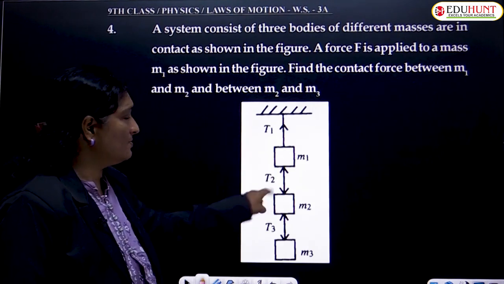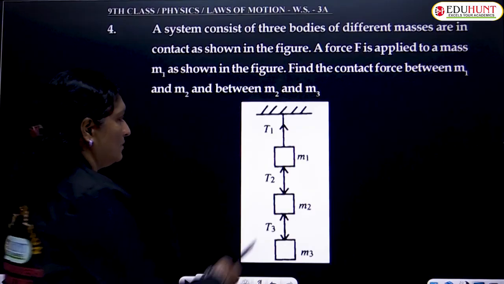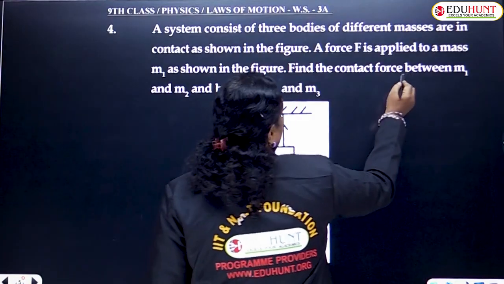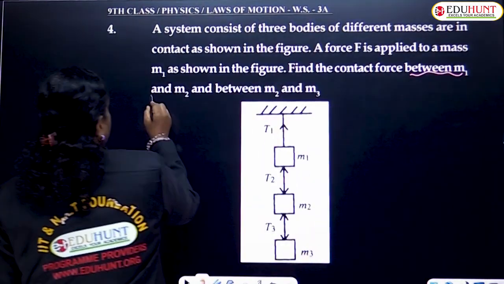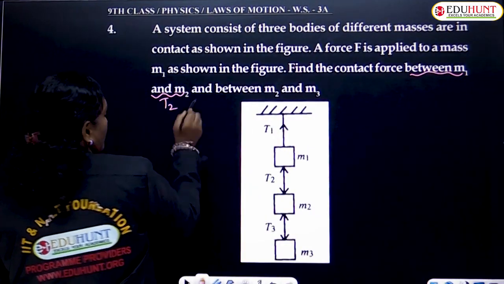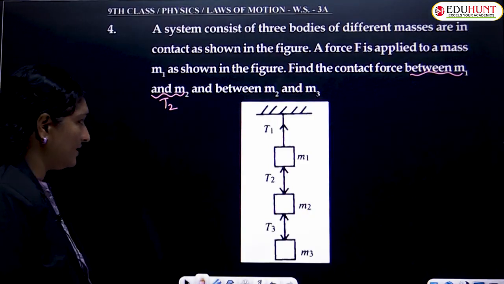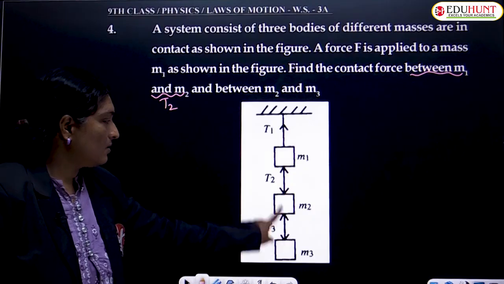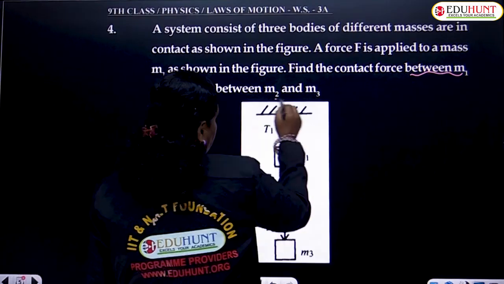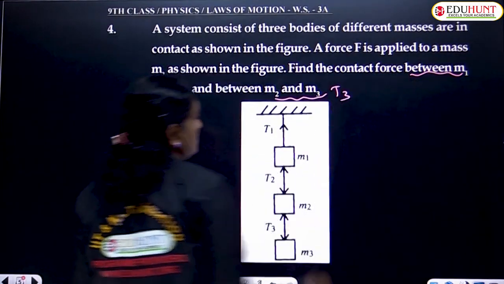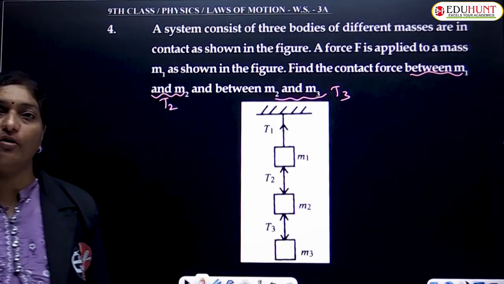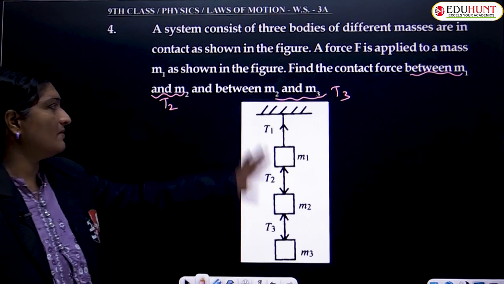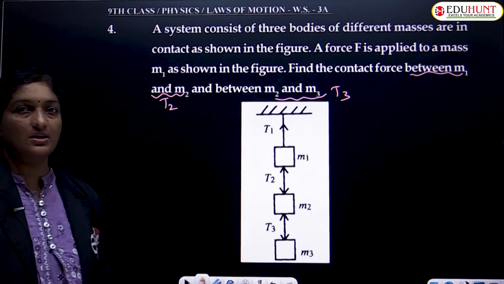So what is the contact force between m1 and m2, children? It is T2. The contact force between m1 and m2 is T2. So it asks you to find out T2, and also between m2 and m3, the contact force is indicated with T3. So you are asked to find the value of T1, T2 as well as T3. Whereas the force was given as T1. So I hope the question is clear, children.